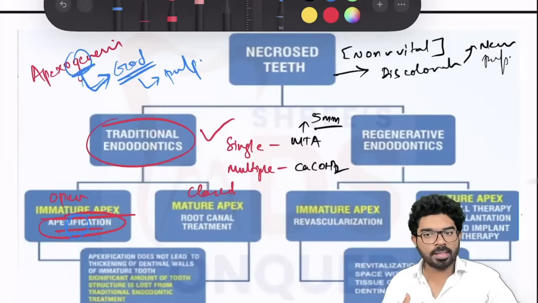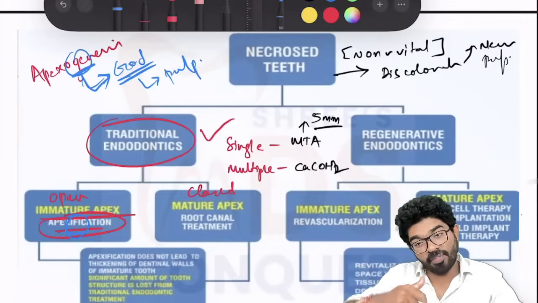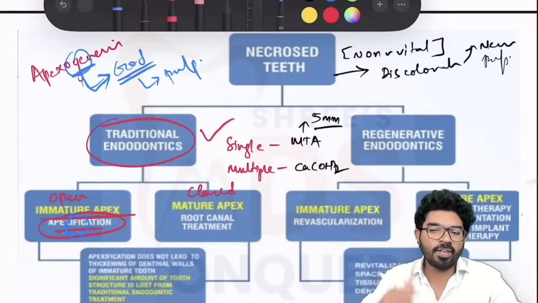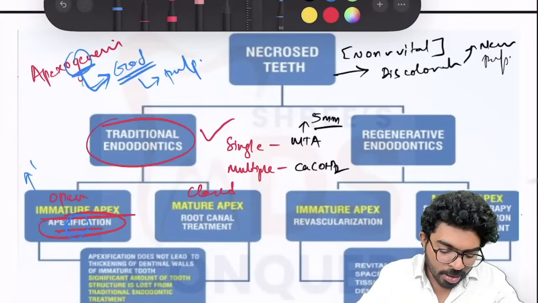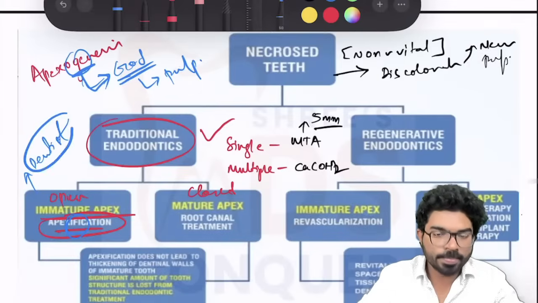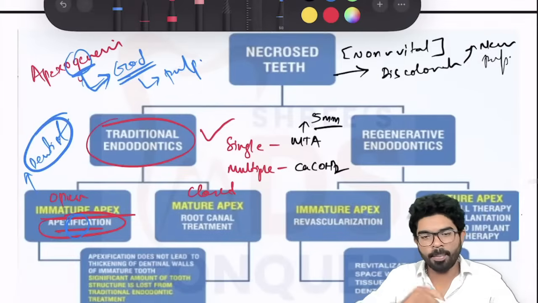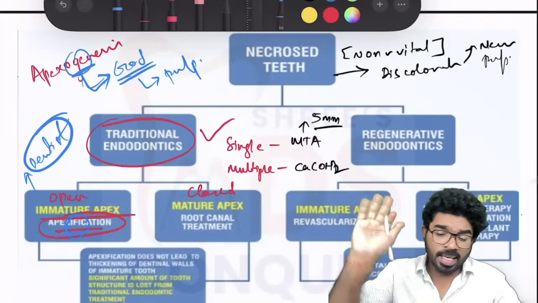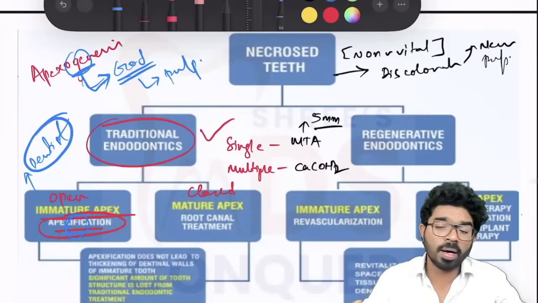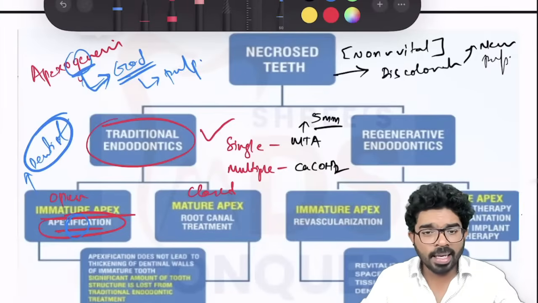Apexification, fixing, because I'm going to fix it. As a dentist, I'll be fixing it. Apexification is an artificial way of blocking the apex that is done by the dentist, you and me. We are going to fix it. That is called apexification. Apexogenesis is done by God, G for God, so that is done by the dental pulp.